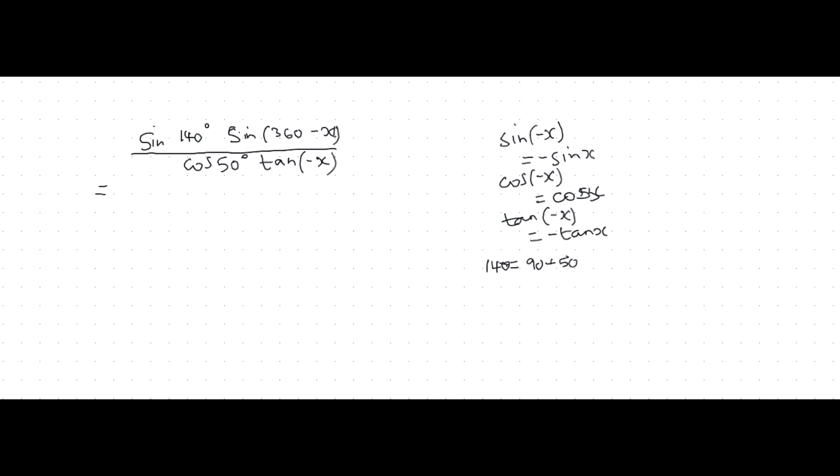So we can change that. So we have sine 90 plus 50. Then we have sine. This one we can just simplify it. This is the fourth quadrant. So sine in the fourth quadrant is negative. So let's go ahead and replace it with the negative. It's going to be minus sine x.